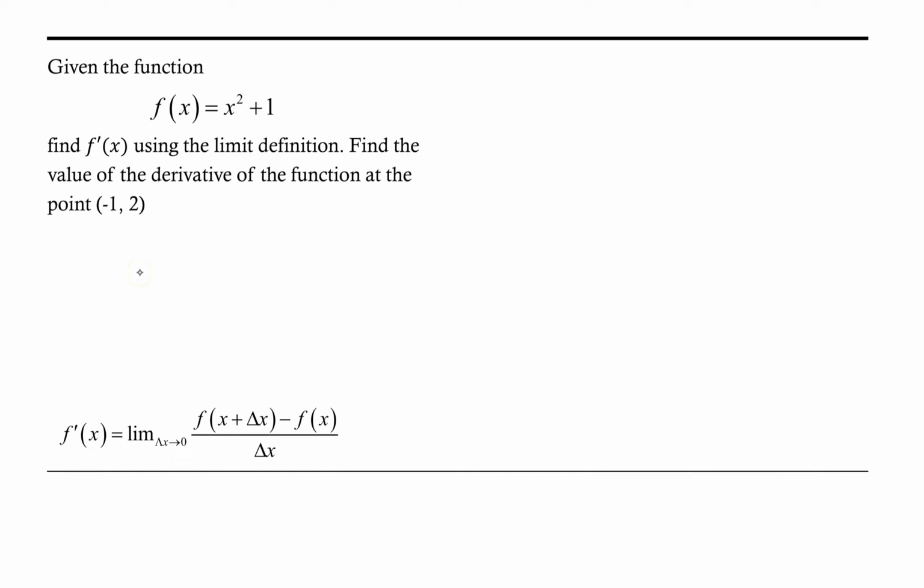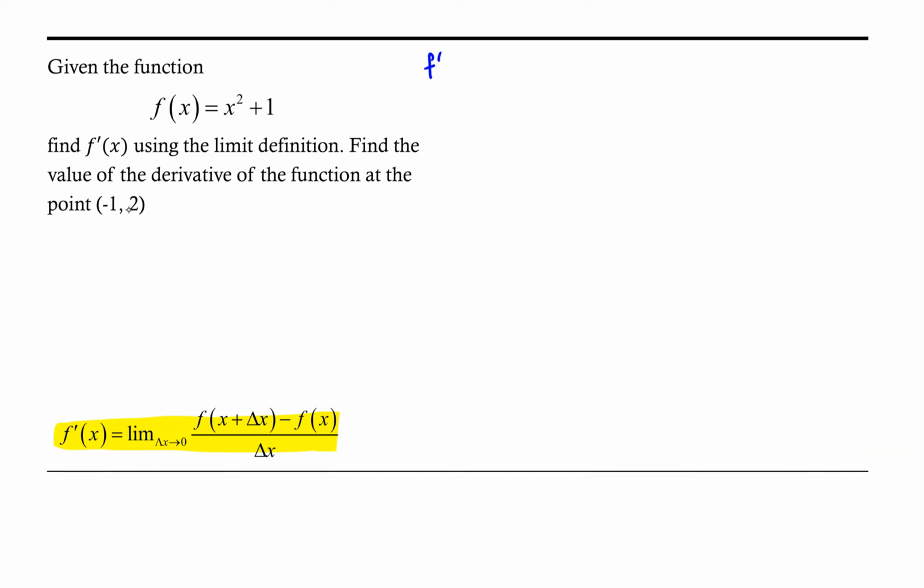Let's take a look at finding the derivative of the function f of x equals x squared plus 1 using the limit definition. And once we have that derivative, that f prime of x, then we want to find the value of the derivative at the point (-1, 2). So we will be using this definition of a derivative to help us with this work.